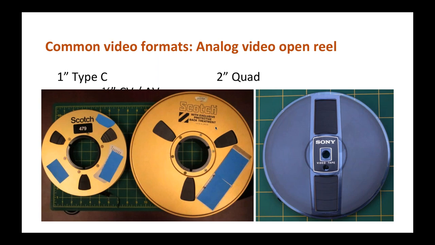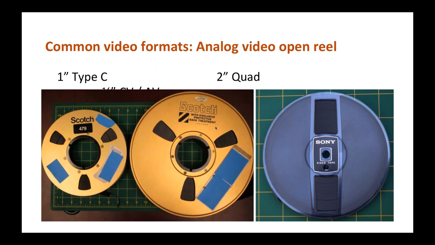So quad was adopted by the broadcast television industry in 1956 by Ampex, and it really changed television, since we no longer had to rely on films for recording broadcast television. So this was a hugely impactful format, and especially if you are dealing with any kind of media station, public media or news station, or any kind of television, you may have this material in your collection.